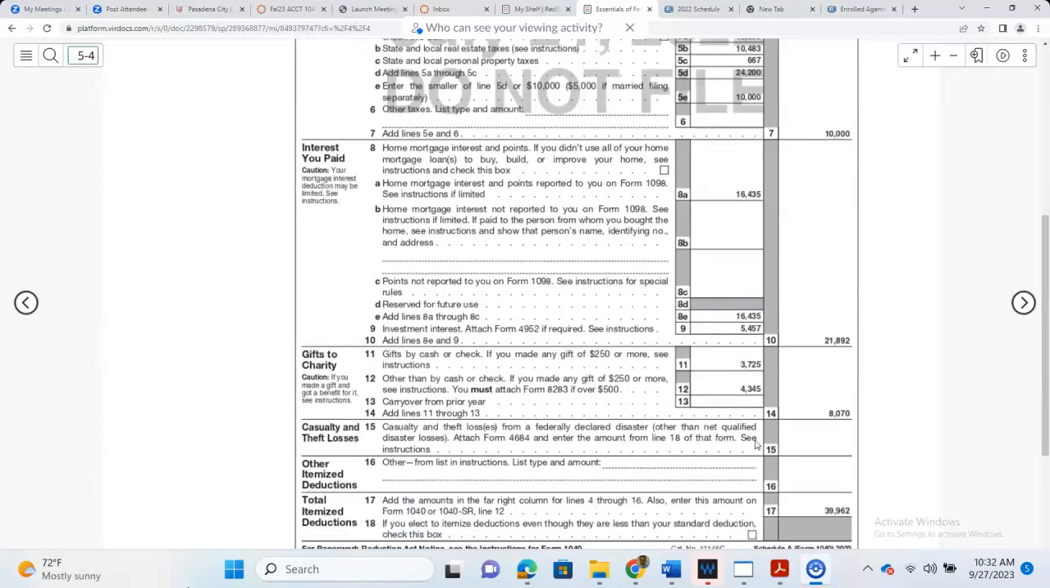So here is the charitable contribution, 8,000, and then you add them up. That's 39,962. Because this 39,000 is bigger than the 25,000 married filing jointly standard deduction, obviously you're going to use itemized deduction. So this is a very good picture to see what's going on.